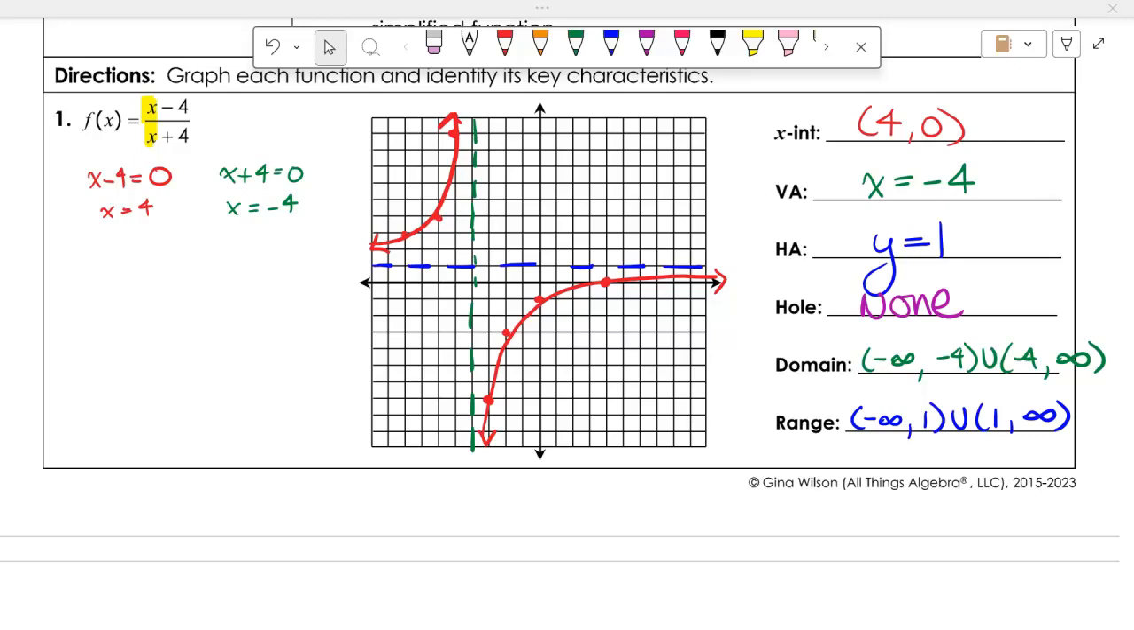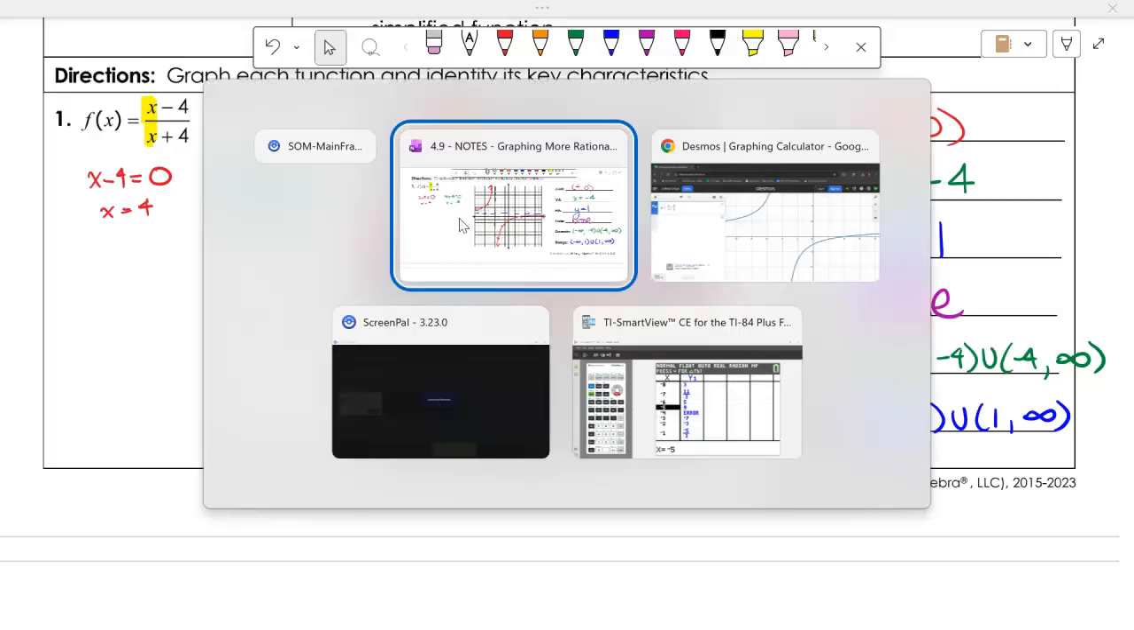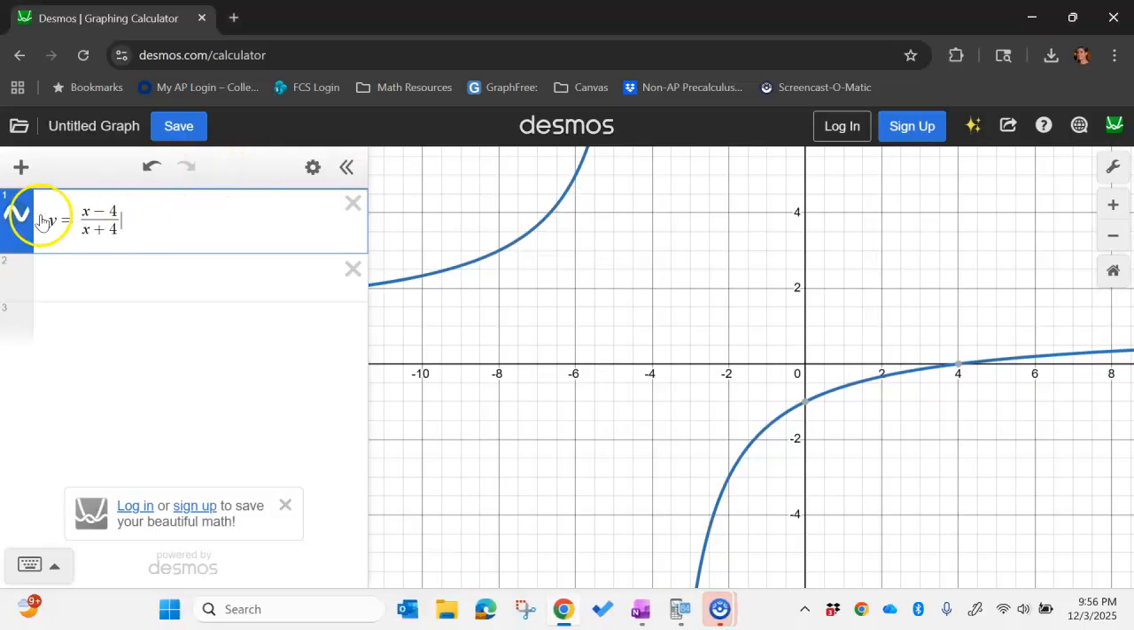Okay, so picking up right where we left off, I'm going to go ahead and do this in Desmos and show you how you would do that in Desmos if you don't have a graphing calculator. So I'm going to go into Desmos and I'll just enter in the equation right here. So I've got this y equals (x minus 4) over (x plus 4). But again, I want to find a table because I want to have some identifiable points.